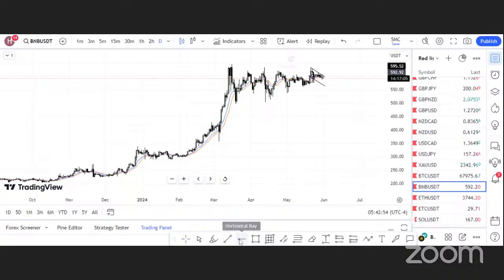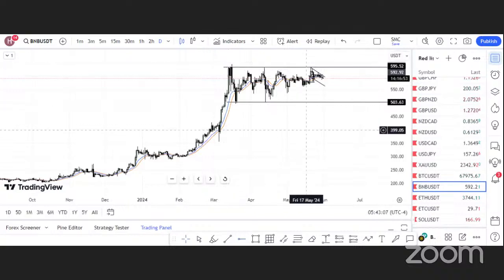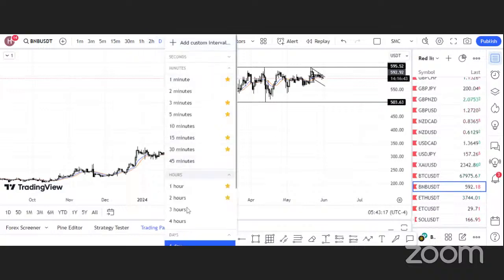On the daily time frame, we have a consolidation phase. The market has been consolidating for this now. So let's do a top-down analysis here and see the direction the market is going to be heading towards.